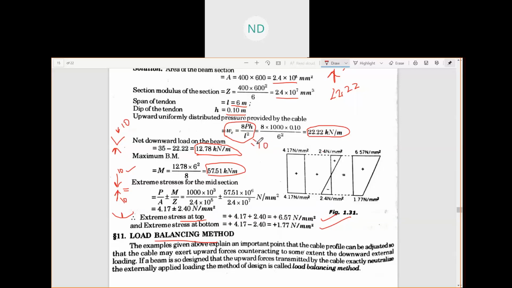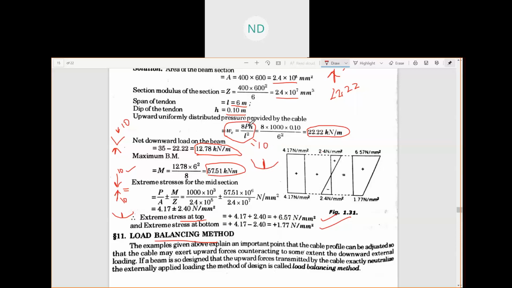This is the downward load and this is the upward load given by your parabolic profile, and we want to completely neutralize, so we are equating these. If we know the pre-stressing force and the span of the beam on which the load is falling, then we can easily find out h from this expression, 8Ph/L² is equal to 10. From here we can easily calculate our dip, which is h. That will let us know how much dip of the cable you must provide, such that it will give 10 kilonewton, so that these two loads are neutralizing.